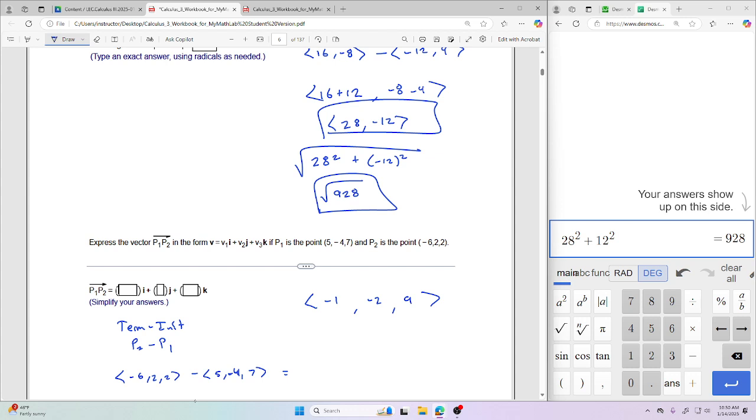So I've got -6 minus the 5 would be a -11. And then we got 2 minus a -4. And we have to always distribute, right? So that's 6. And then 2 minus 7 is a -5. Sorry. But that's good, though.